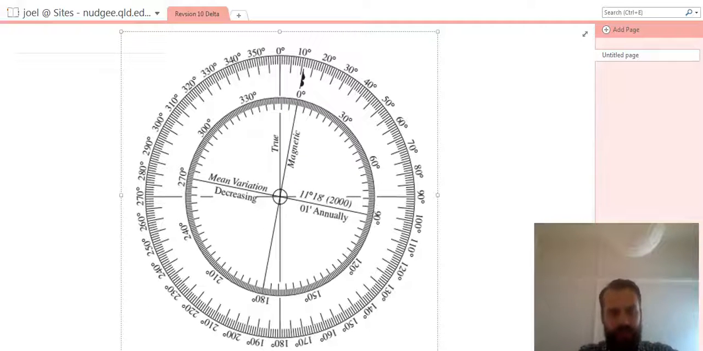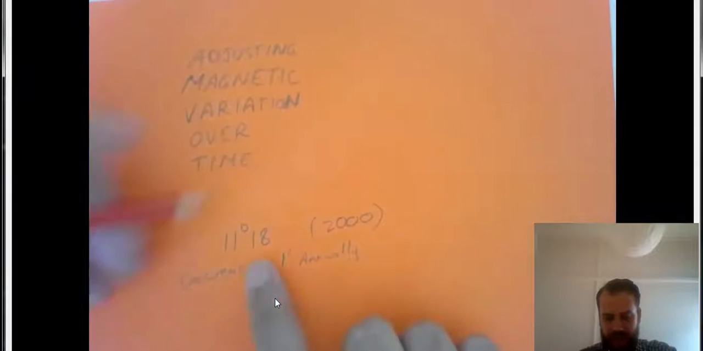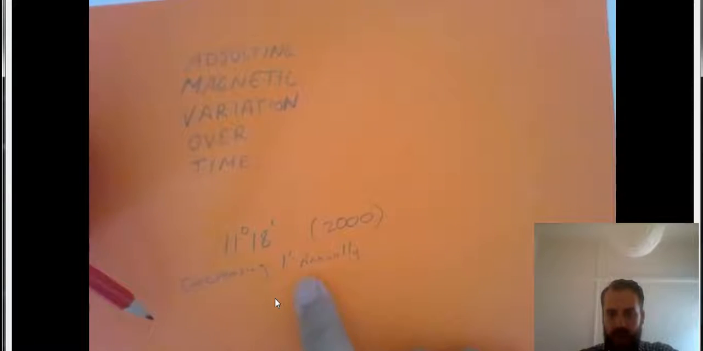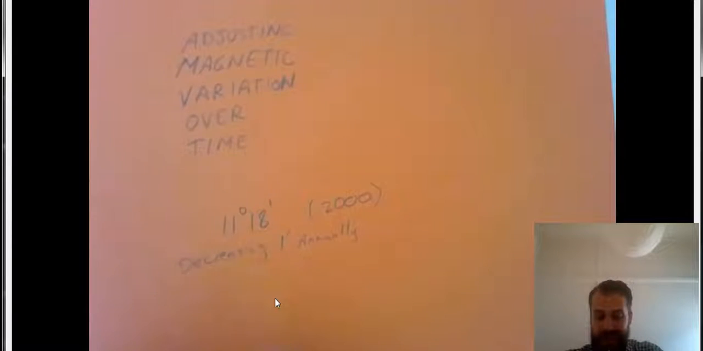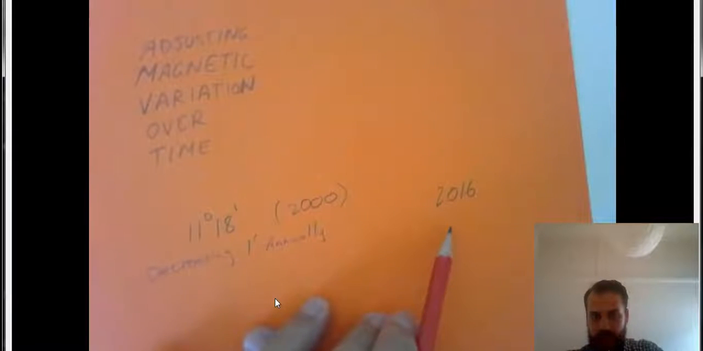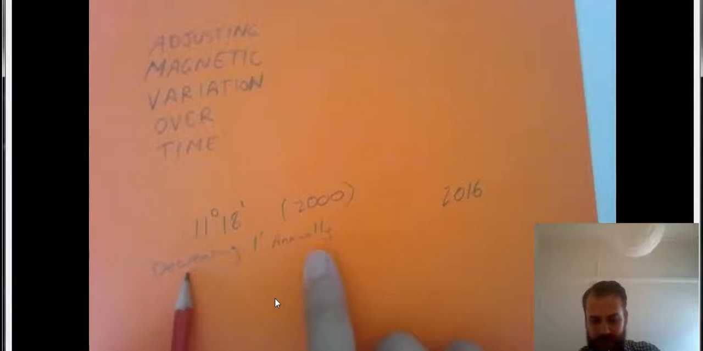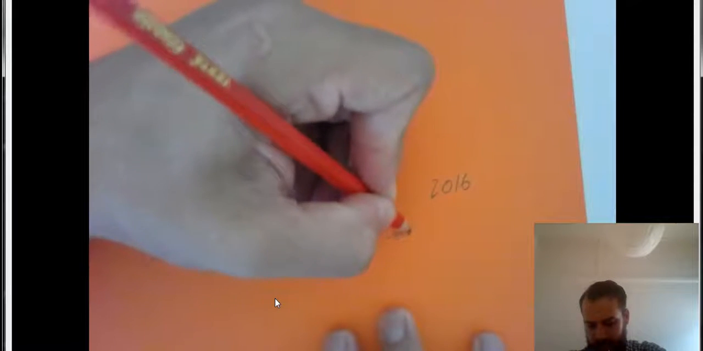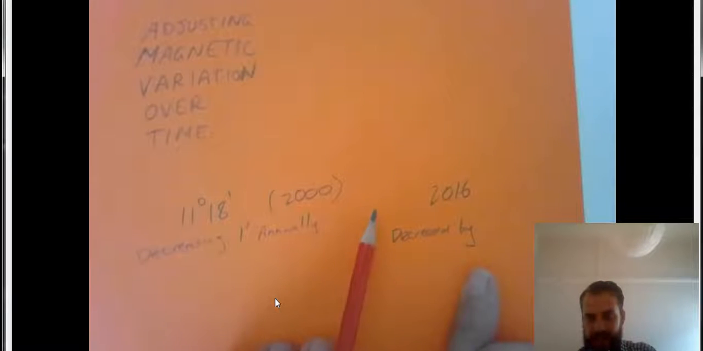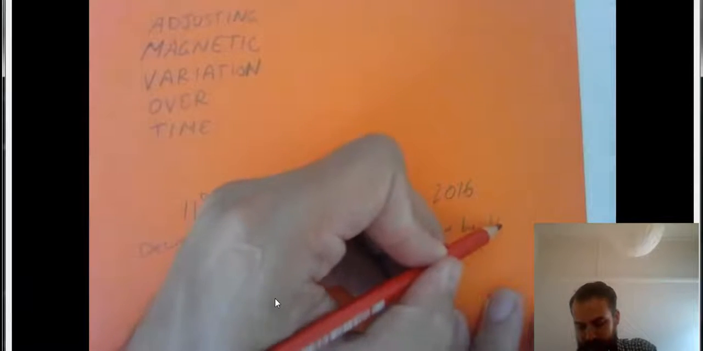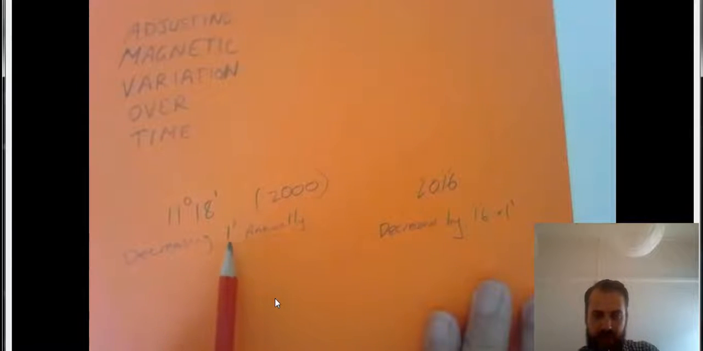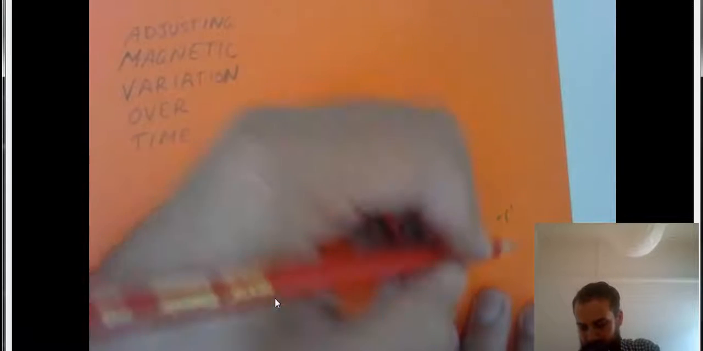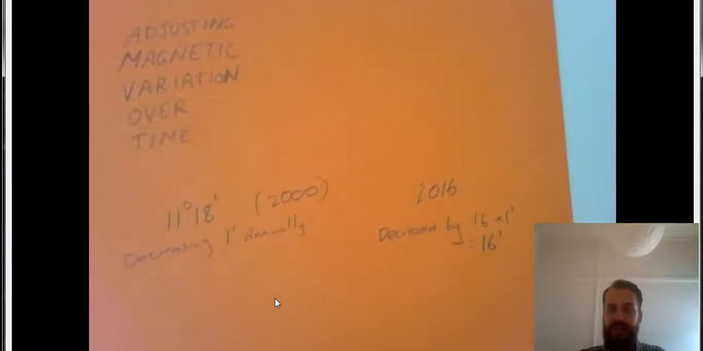All right, let's check it out. Okay, so it's 11 degrees, 18 minutes in the year 2000. It's decreasing by 1 minute annually. Now, what does that mean for us? Well, if we're using this map in the year 2016, then if it's decreasing one annually, that means it's decreased by, well, 2016 minus 2000, that's 16, by 16 times 1 minute. Now, this one's an easy one because it's just decreasing by 1 minute annually, 16 years. So it's decreased by 16 minutes.